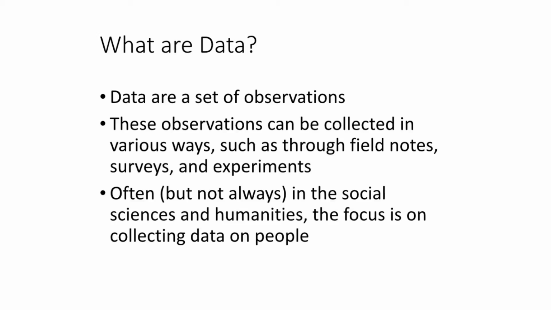In the social sciences and humanities, we often have data on people. If you go to different subject fields, such as biology or physics, you don't always have people as your set of observations for your data. But in the social sciences and humanities, data are often centered around people.